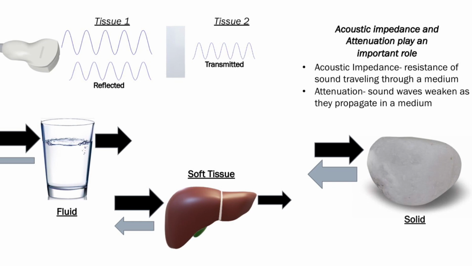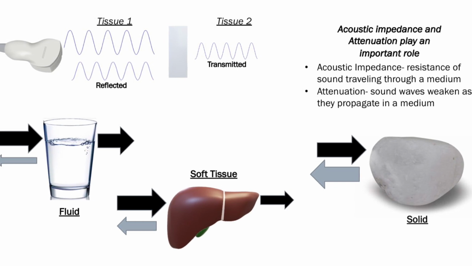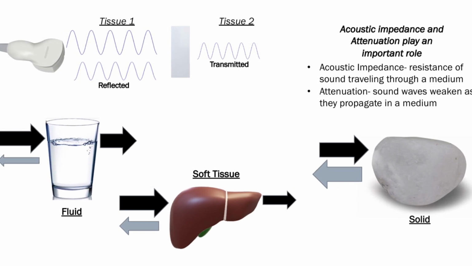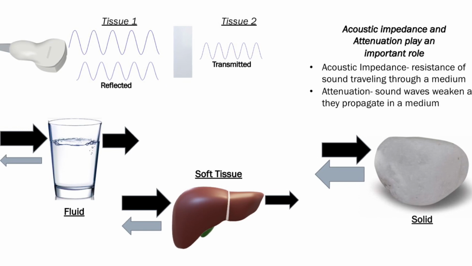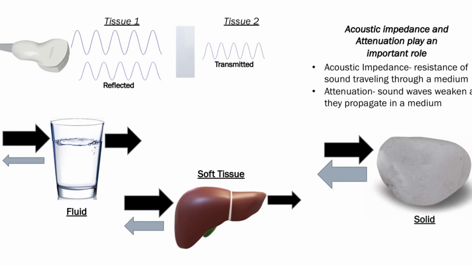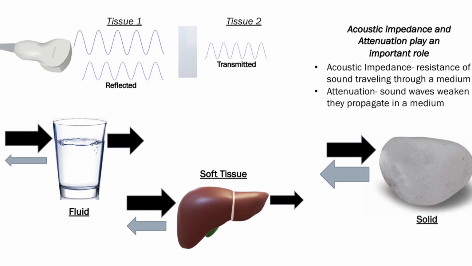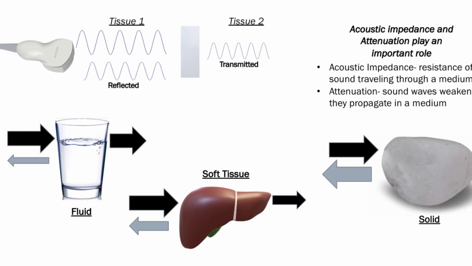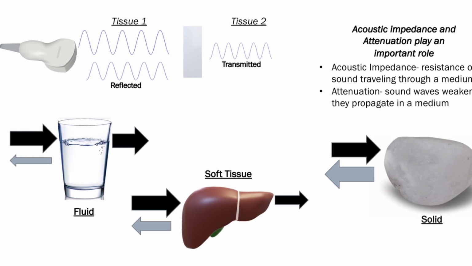As we can see in the images here, there is less resistance and more transmission in fluid structures like a cyst, because it has extremely low attenuation compared to a solid structure such as a stone, which has very high attenuation.